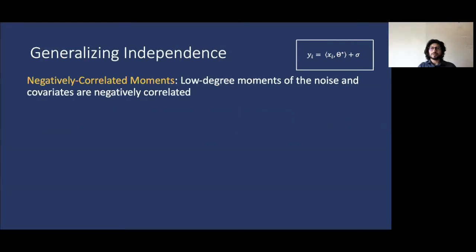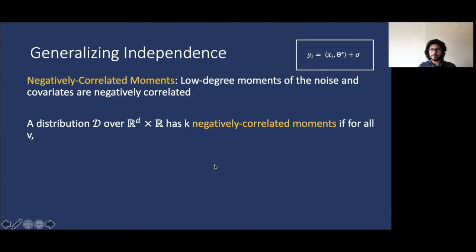In fact, we introduce an analytic property of distributions over regression instances that generalizes the independent noise model, and we call this property negatively correlated moments. So in a line, this intuitively means that the low degree moments of the noise and the covariates, which are the xi's, are negatively correlated. Okay, so let me define this a bit more formally. A distribution D over R^d cross R, which is what a regression instance looks like, has k negatively correlated moments if for all v the following inequality holds.